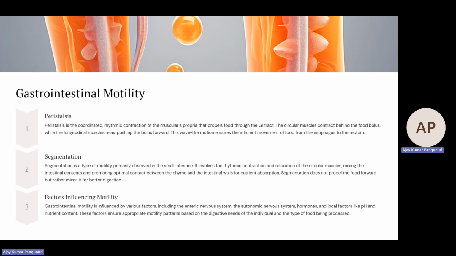Factors influencing motility. Gastrointestinal motility is influenced by various factors, including the enteric nervous system, the autonomic nervous system, hormones, and local factors like pH and nutrient content. These factors ensure appropriate motility patterns based on the digestive needs of the individual and the type of food being processed.